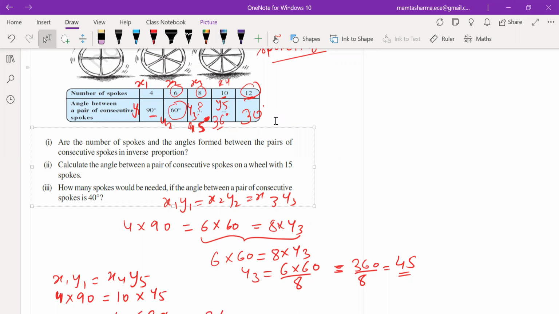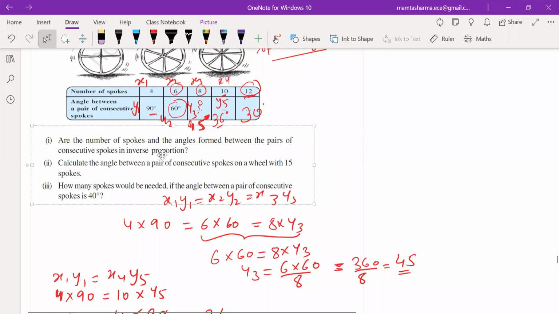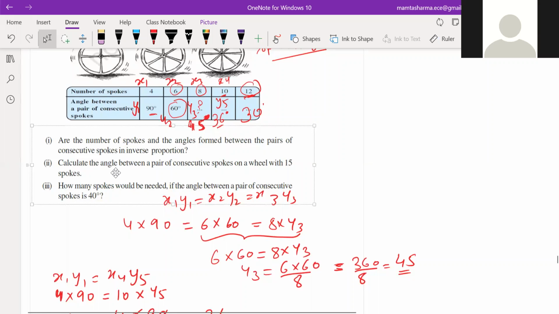Ma'am, the first answer is yes, they are in inverse proportion. Second one, calculate the angle. Yes, ma'am.